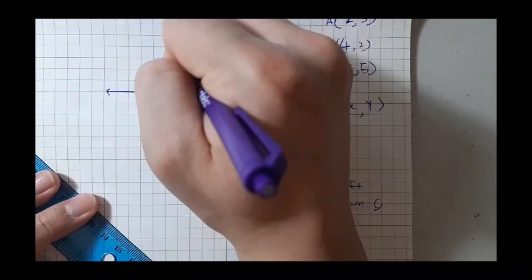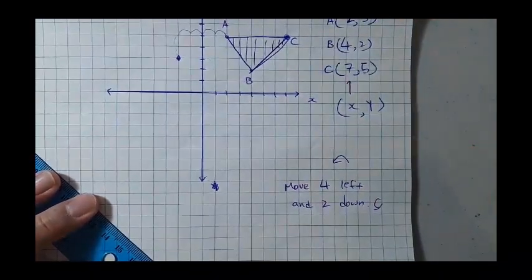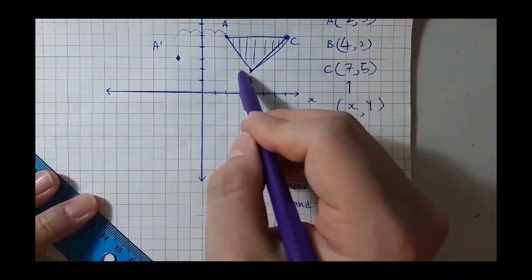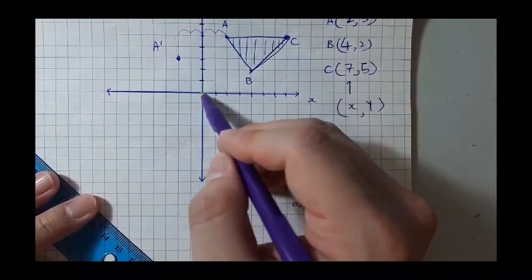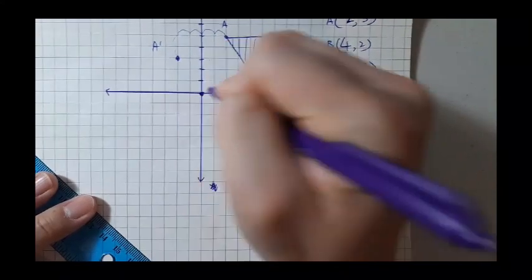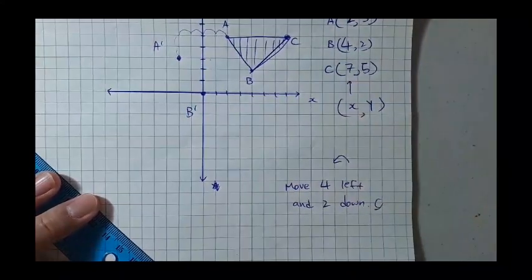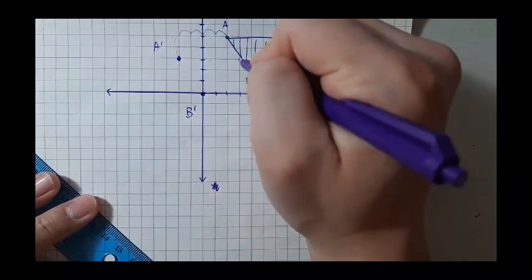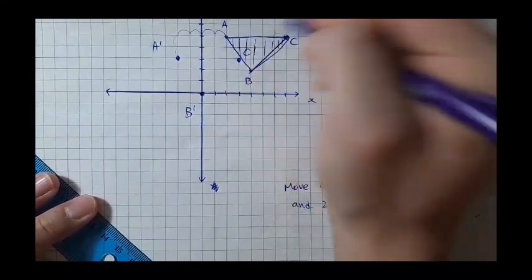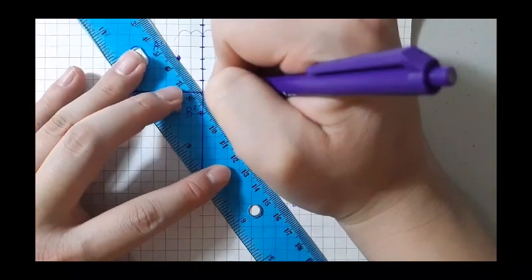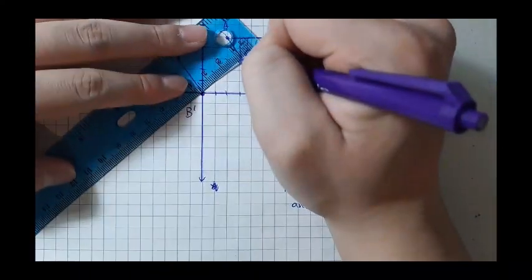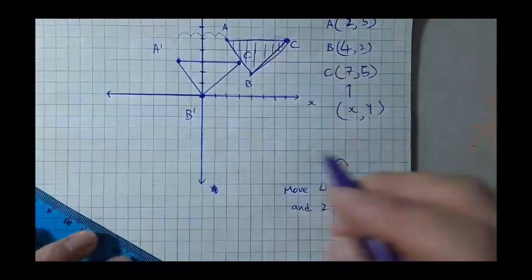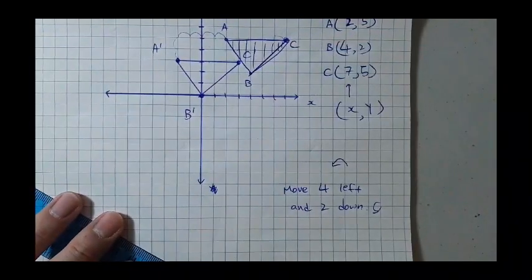My new A's location is over here. I'm going to put A prime. B, 1, 2, 3, 4 to the left, 1, 2 down. Oh, it turned out to be the origin over here. B prime. And C, 1, 2, 3, 4, 1, 2. Located over here. There you go. So that is my new image.